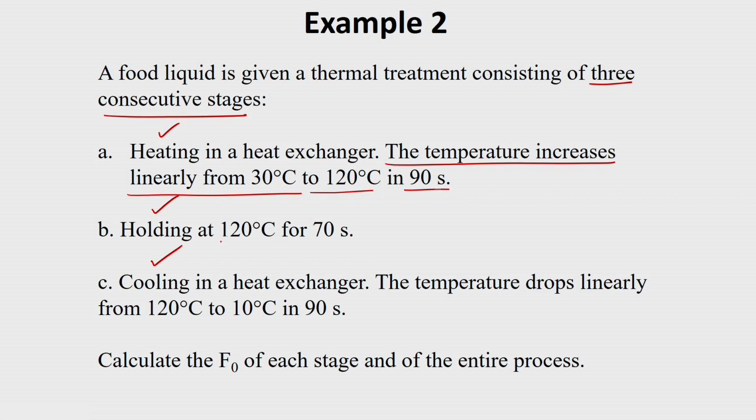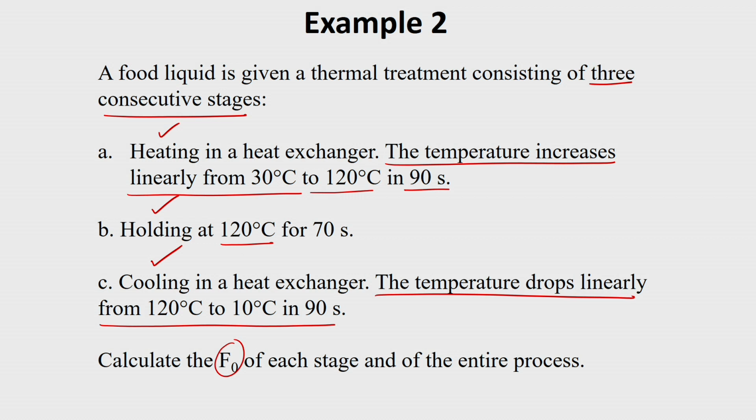In holding, it is a constant temperature process, at 120 degrees centigrade for about 70 seconds. The third stage is cooling in a heat exchanger. Again, the temperature drops linearly from 120 degrees centigrade to 10 degrees centigrade in 90 seconds. We are supposed to calculate the F naught of each stage of the entire process.